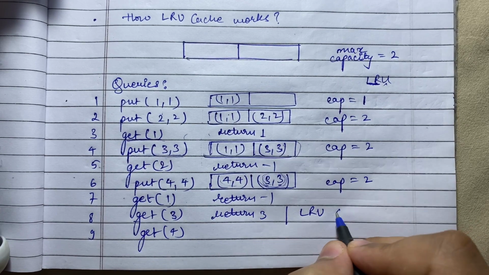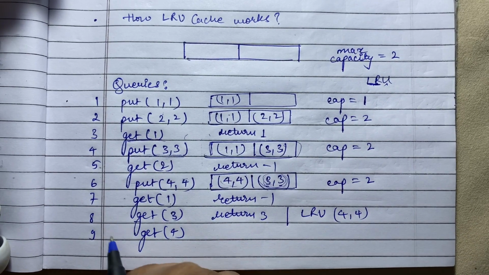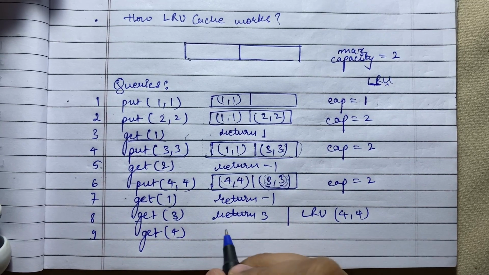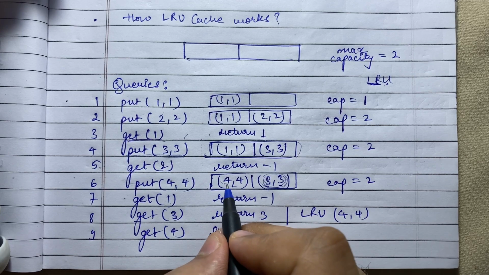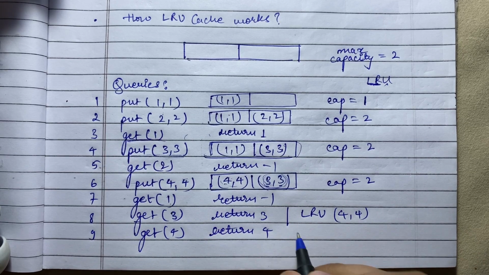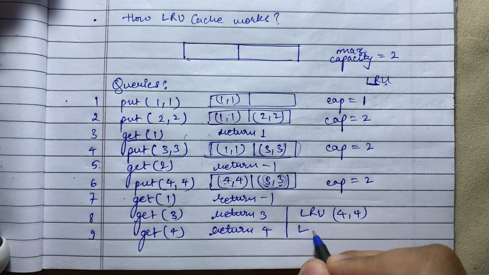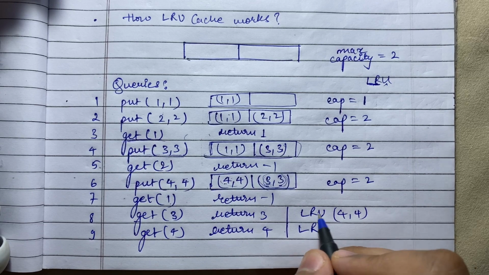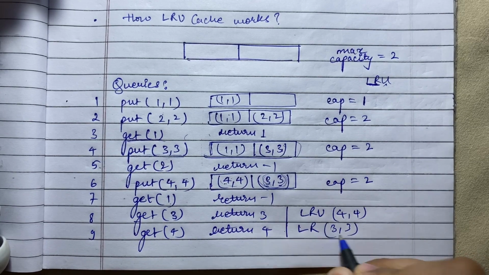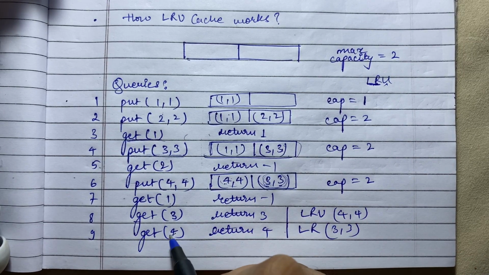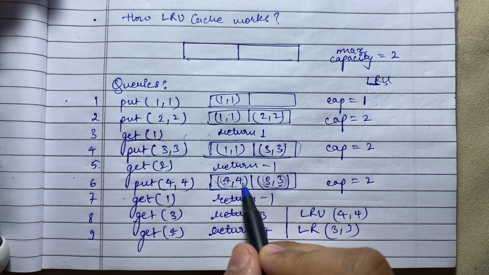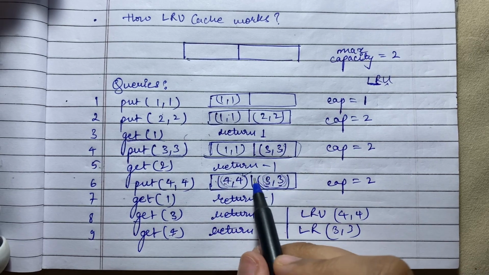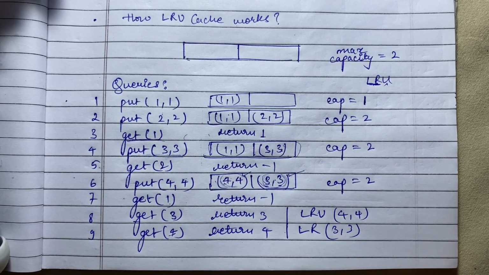We have LRU as 4,4, but if we see the 9th query, which is get 4, we will return 4 in this case, since we will find that okay, 4 is there and the corresponding value to the key of 4 is 4, so we'll return 4. But now in this case we have LRU cache as 3,3, because we just now queried 4,4, so this makes 4,4 the most recently used element and 3,3 the least recently used element.